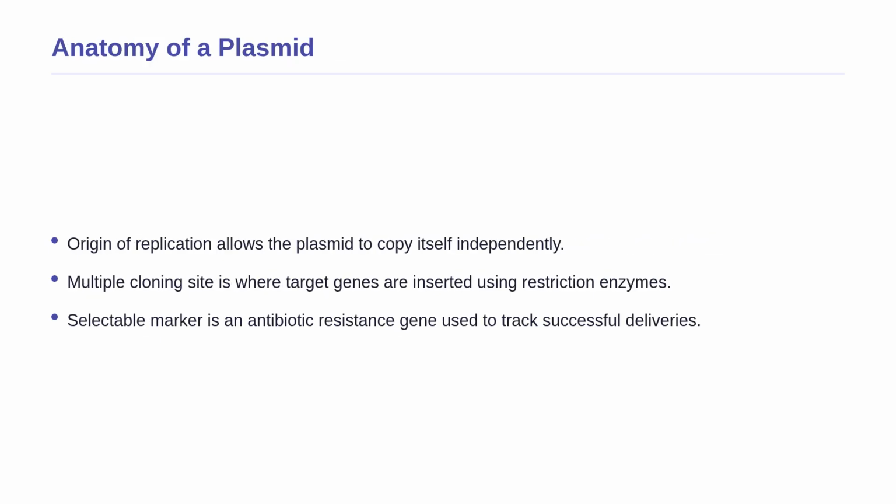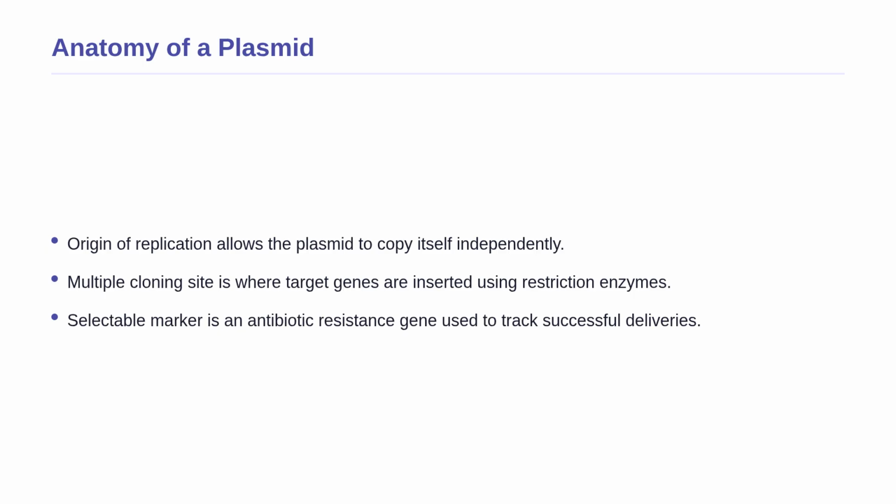Building on the idea of plasmids as delivery trucks, let us examine their specific parts. A plasmid has three critical features. First is the origin of replication, which allows the plasmid to copy itself independently of the main bacterial chromosome. Second is the multiple cloning site. This is a specialized region where we use restriction enzymes to easily insert our target gene, much like loading cargo into the back of the truck.